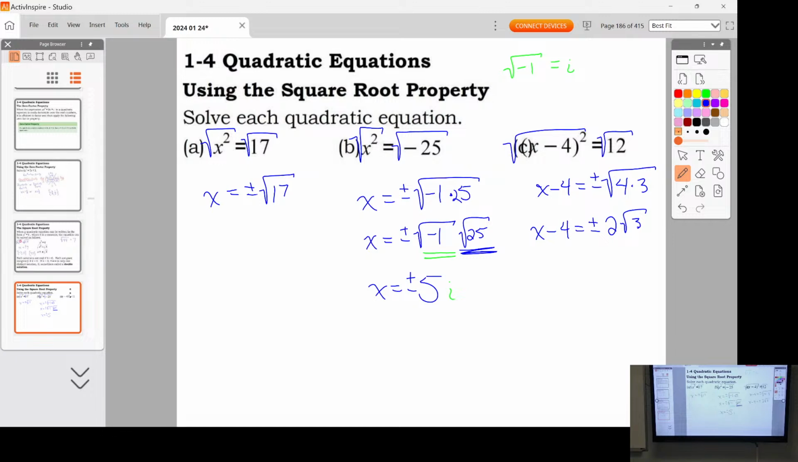Am I done? No, because x is not by itself. How do I get x by itself? Add 4. So x equals, I'm going to write the 4 down first because this other stuff is a little ugly, 4 plus or minus 2 root 3.